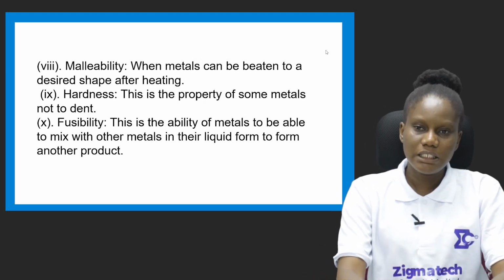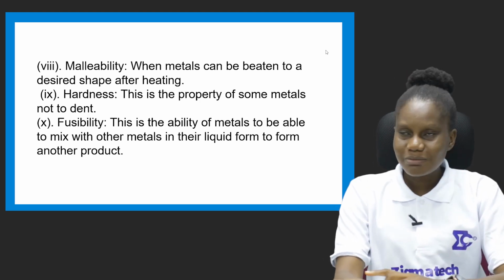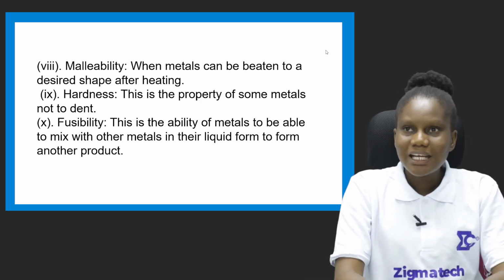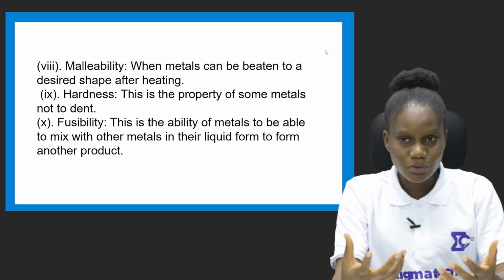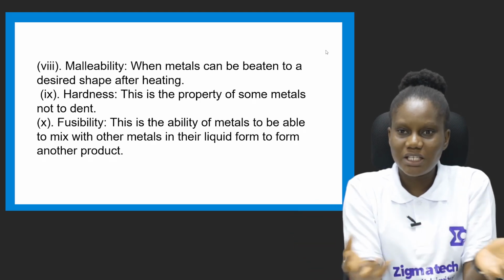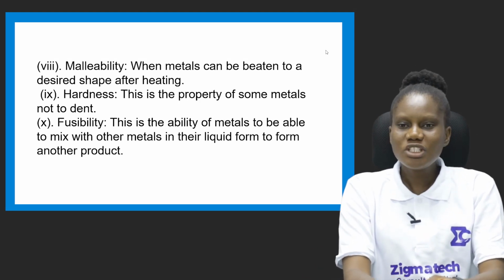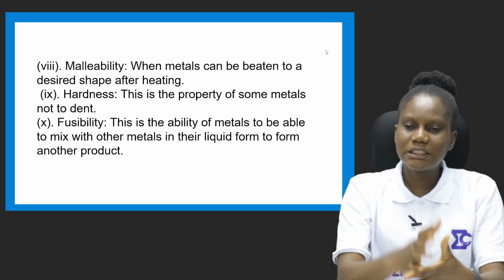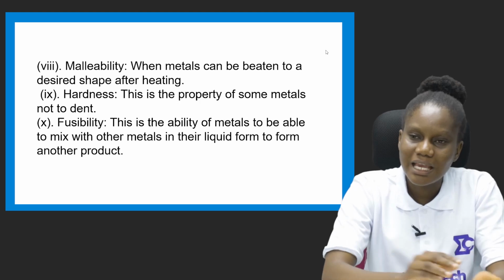Number 9 is hardness. Hardness is different from toughness. Toughness means that you can break it, but hardness is the property of some metals not to dent. There are some metals that no matter how you hit them on stone, which is hard too, it will not dent. You won't see it going inside. So it possesses that quality of hardness. That is a property of some metals. No matter how you try to hit them on something very hard, they will never dent. You won't see any sign on it.